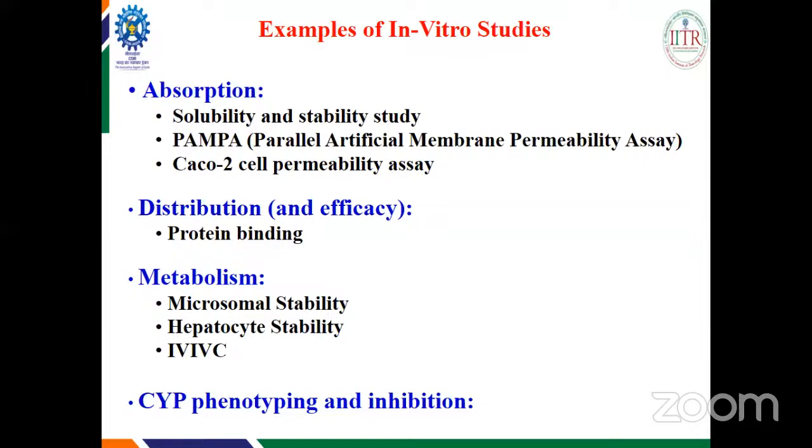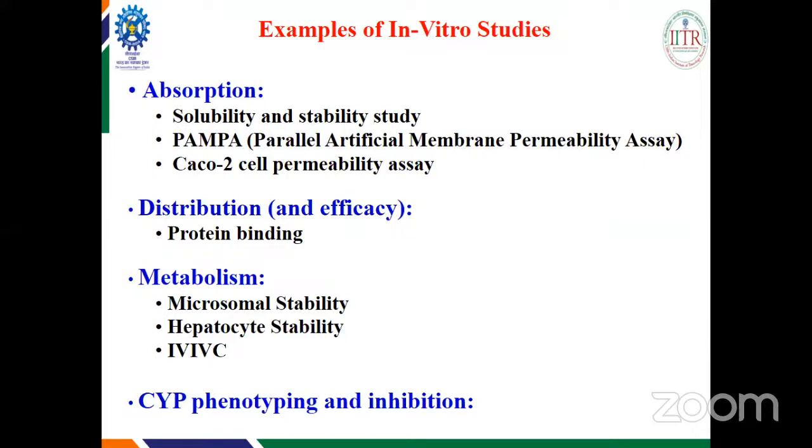Some examples of in vitro test studies which we regularly conduct for any pharmaceutical molecule when doing preclinical studies. Certain very important absorption studies are the solubility and stability studies, PAMPA studies, and Caco-2 permeability studies. As I told you in the previous slide, solubility, permeability, and stability are the three fundamental parameters. The first step itself will determine your compound absorption. So for determining the absorption, we have to conduct these three studies.